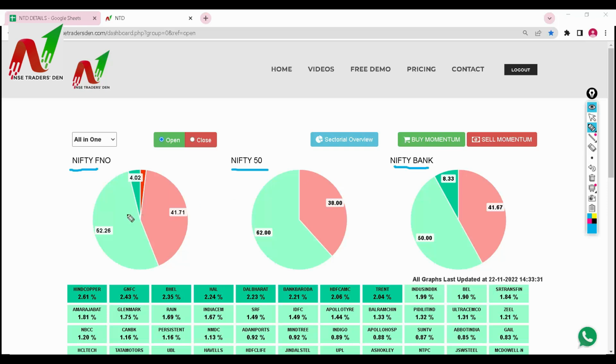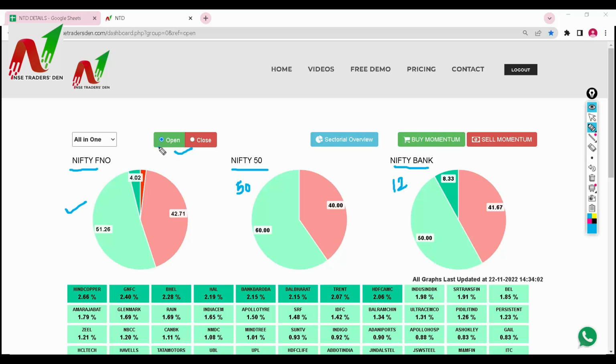For example, in Nifty FNO you have around 200 stocks, whereas in Nifty 50 you have 50 stocks and in Nifty Bank you have 12 stocks. With this, you can find the trend for the intraday. As we all know, trend is your best friend. It's a saying in the market, and you need to follow the trend if you want to be successful in your intraday trading. Once you open this chart, you can see there are two buttons given here, open and close.